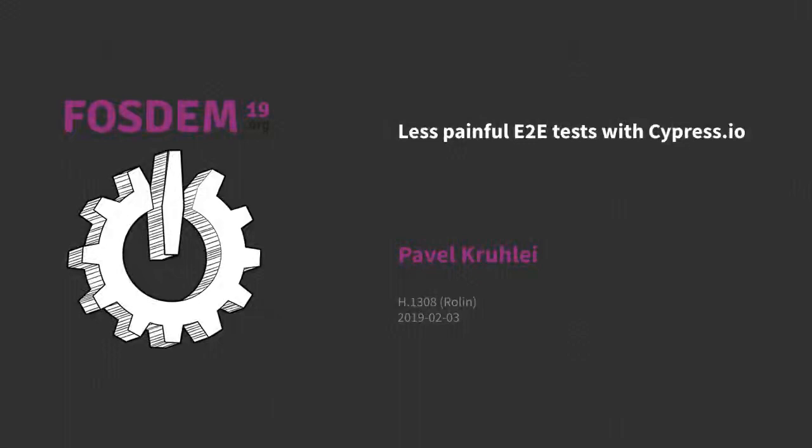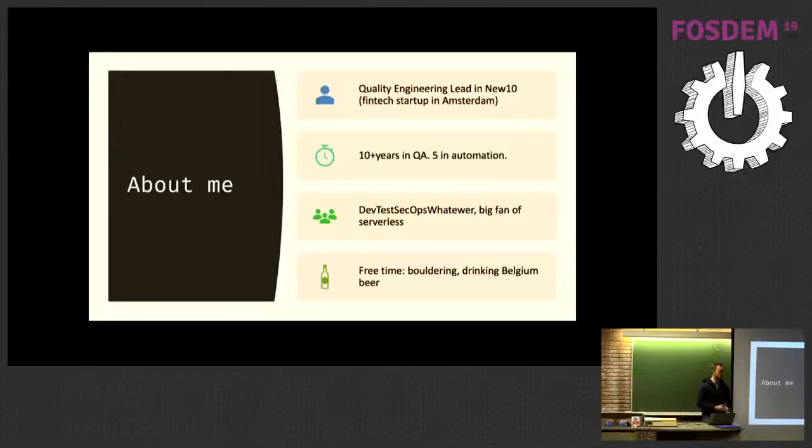I'm 10 years in quality, 5 years plus in test automation, and lately, as I'm working in a small startup, I'm doing everything. So I'm like developer, a bit of DevOps, working with deployment and observability concepts. So I'm DevOps, whatever guy, and I really like this kind of multi-hat personality that I have. And I'm a big fan of serverless in later stages.